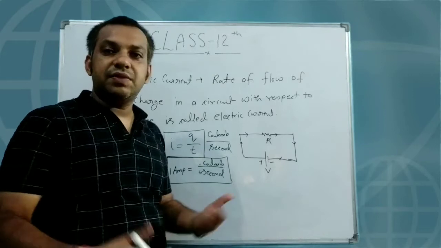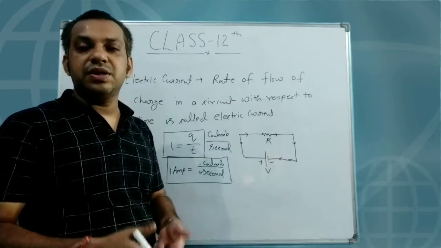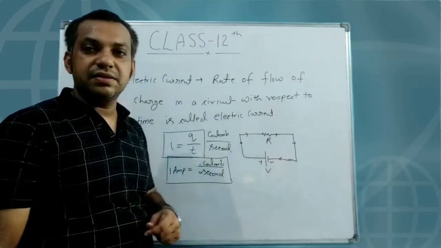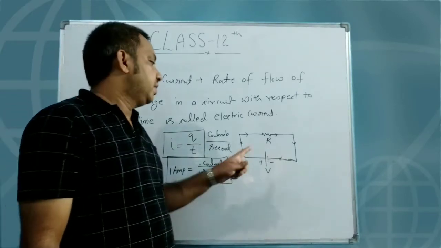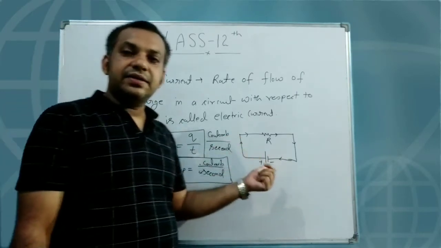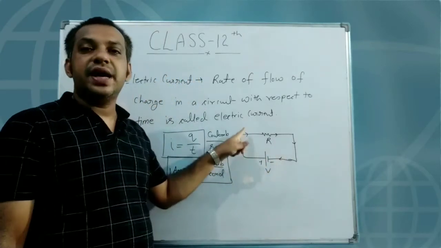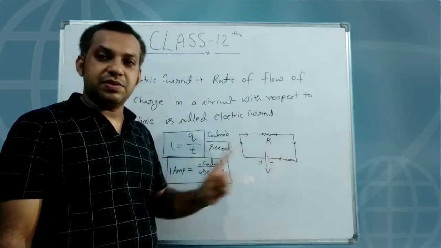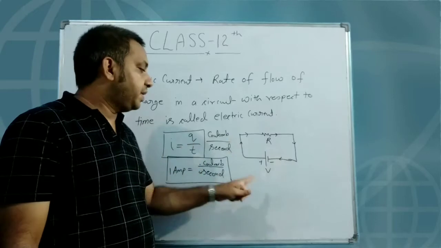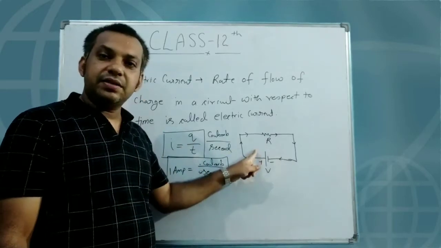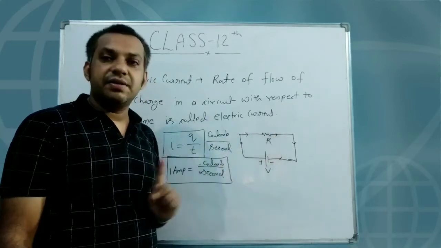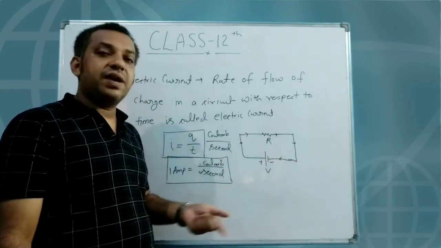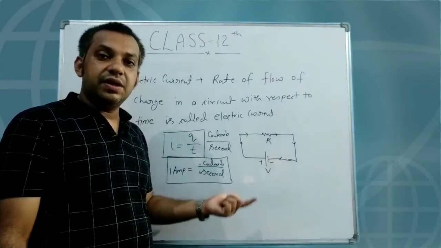So what is a vector quantity? A vector quantity has magnitude and direction. You are indicating the direction, so the current is a vector quantity. Then why are you saying, sir, that current is a scalar quantity? See here, this direction is only the direction of the movement of the positive charge. That's it. It is only an indication that the positive charge is moving from this side to this side. It is not a vector representation.